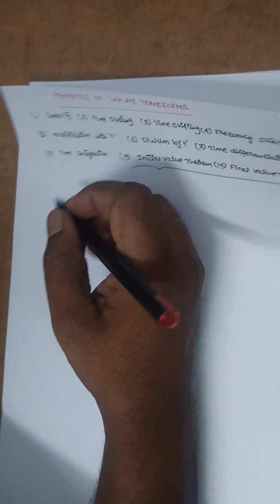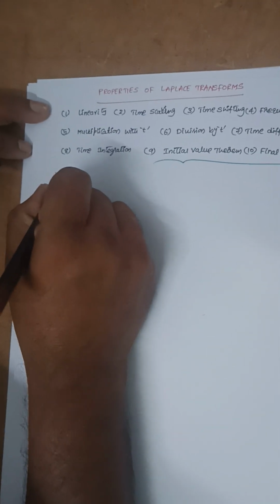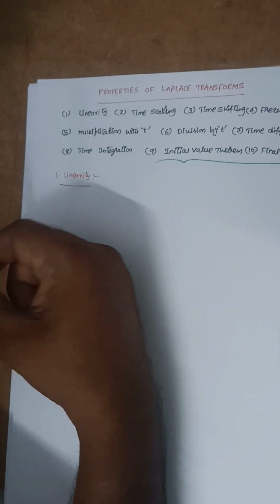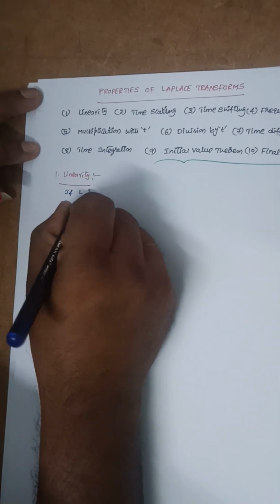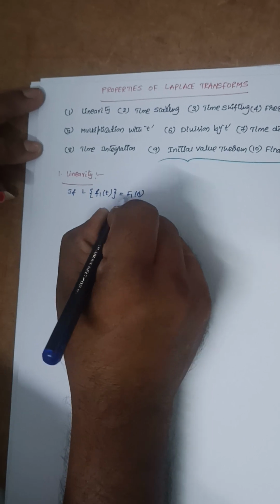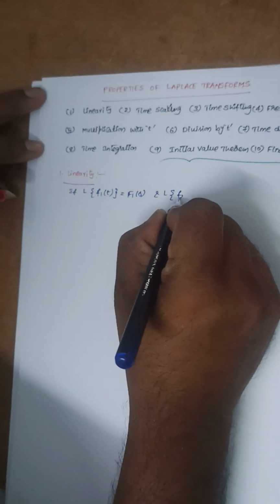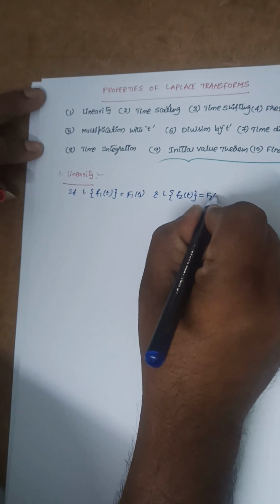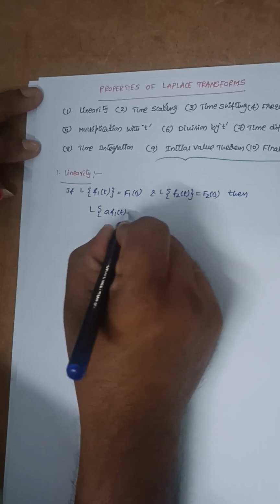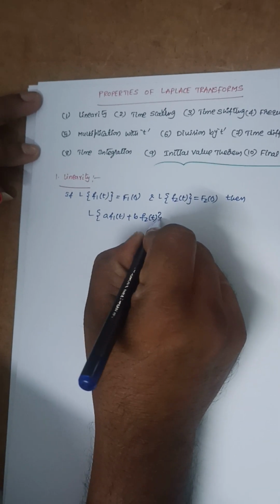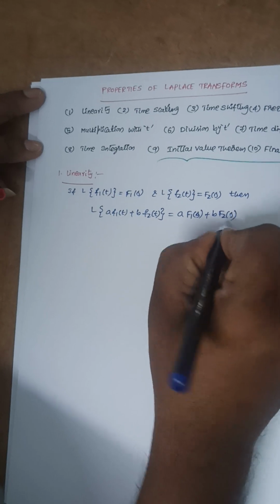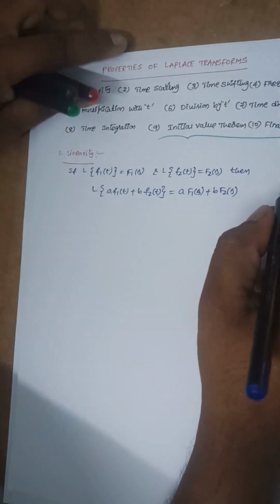First one, linearity property. What it says is, if the Laplace transform of f1 of t is equal to F1 of s, and the Laplace transform of f2 of t is equal to F2 of s, then the Laplace transform of a into f1 of t plus b into f2 of t is equal to a into F1 of s plus b into F2 of s. So this is the linearity property.